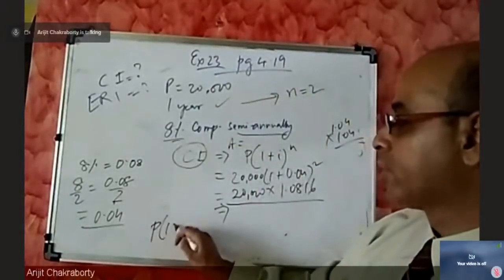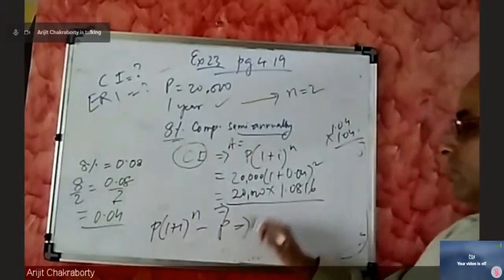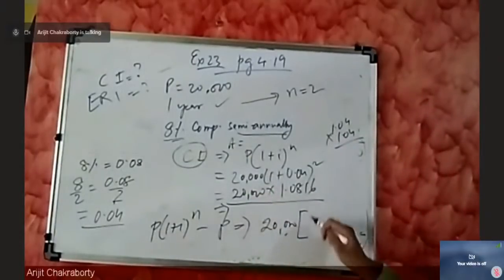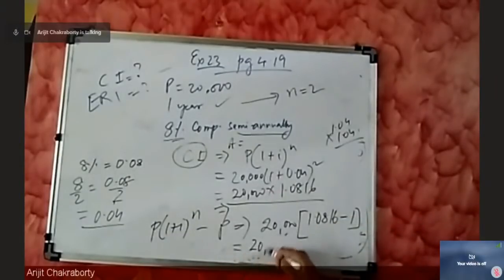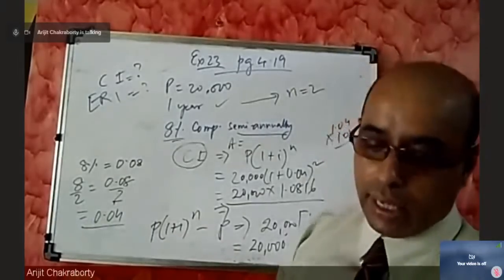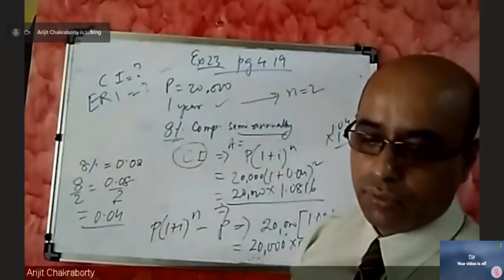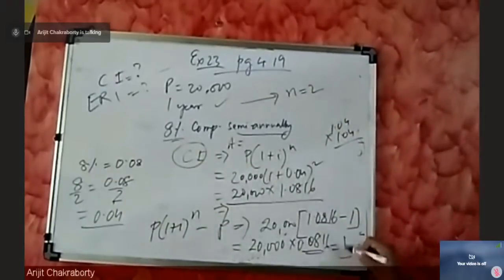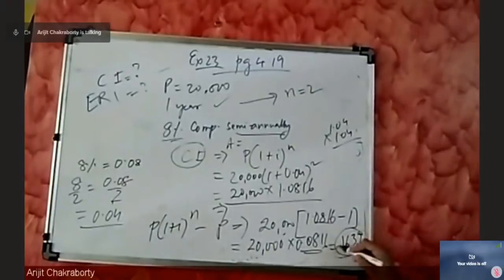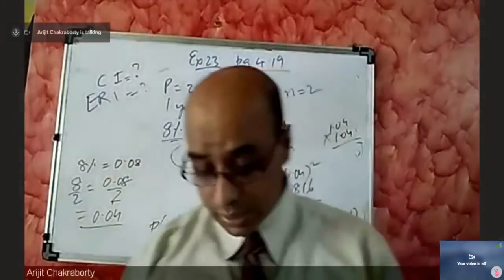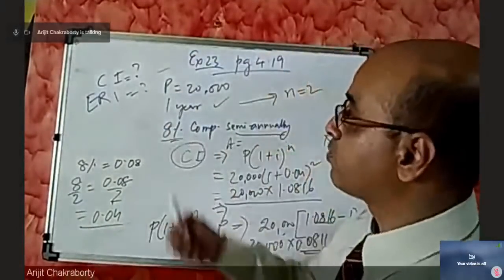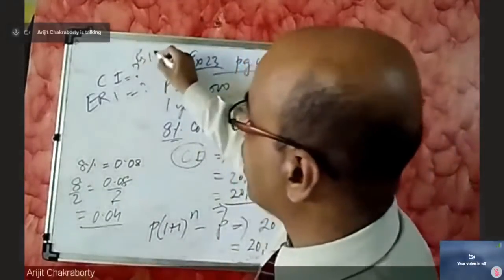We know P into 1 plus I to the power n minus P. So this will be 20,000 into 1.0816 minus 1. So you will get the interest as 20,000 into 0.0816, and this we will get as 1632. So the interest amount is 1,632. Then we have got the first part. So the compound interest is rupees 1632.